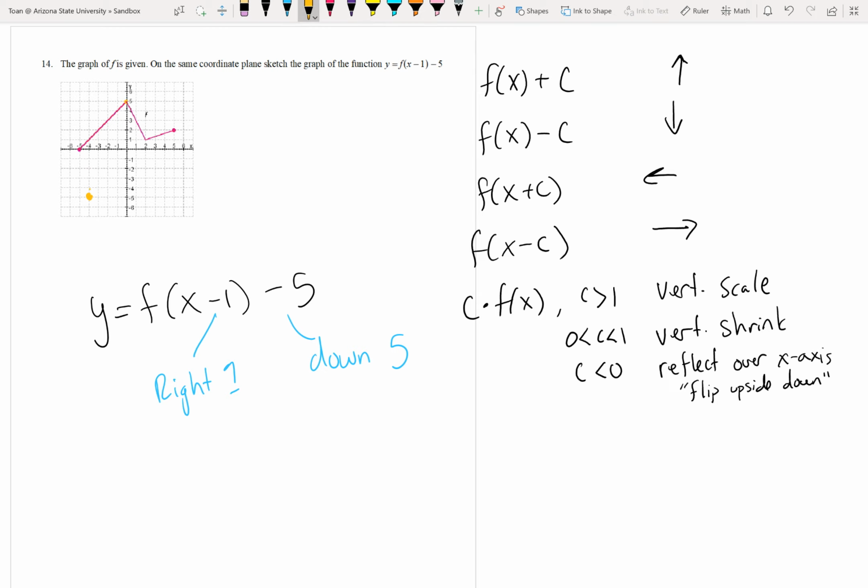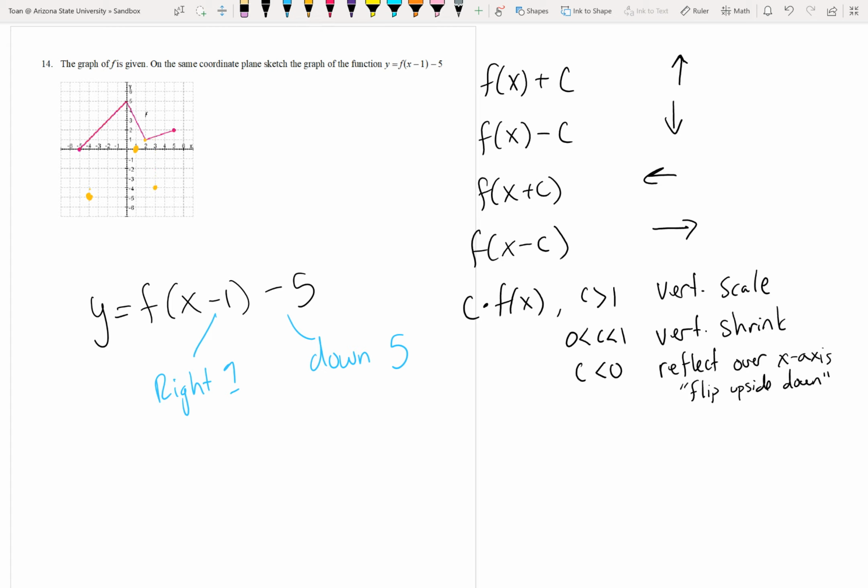Let's do this point right here. Go right 1 and down 5. So 1, 2, 3, 4, 5. That is its new location. Let's do this point here. Go right 1. Here we go. And then down 5. 1, 2, 3, 4, 5. Right there.